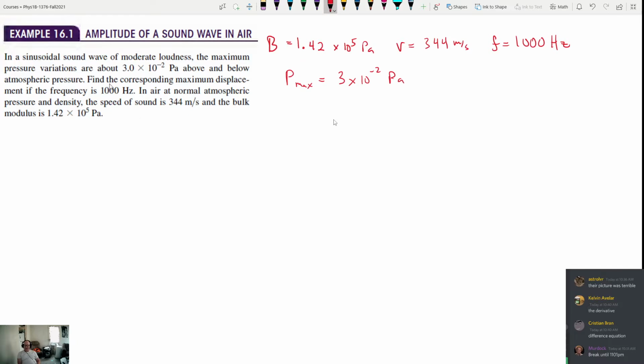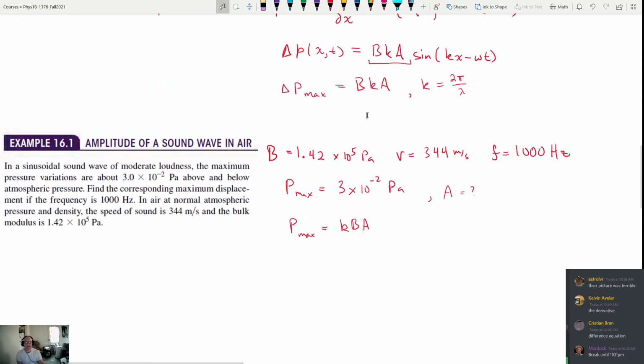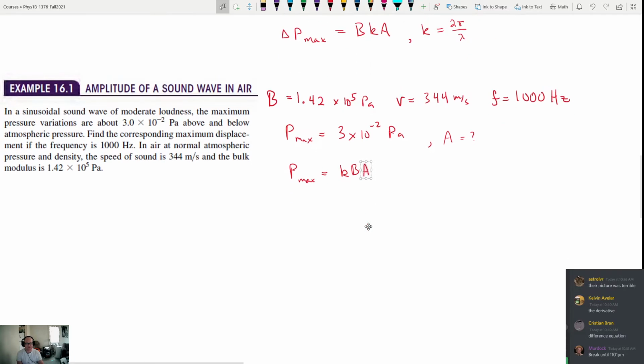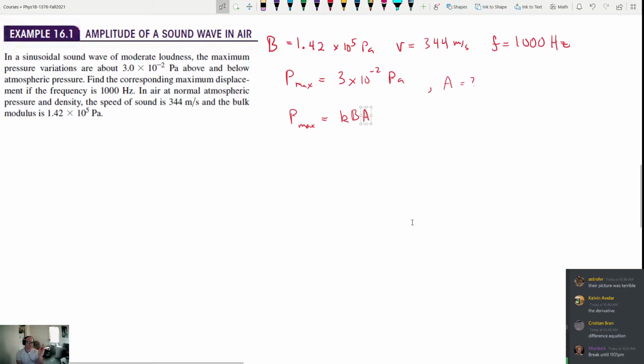What are we finding? Find the corresponding maximum displacement. So I think that is A in our equation, where our equation said that pressure max was equal to, I think it was kBA, right? Let's go back up just a second. Yeah, bulk modulus times the wave number times the amplitude. So we're going to have to figure out the wave number, but we're given the rest of it. And we're looking for the amplitude A, which is basically just the maximum distance.